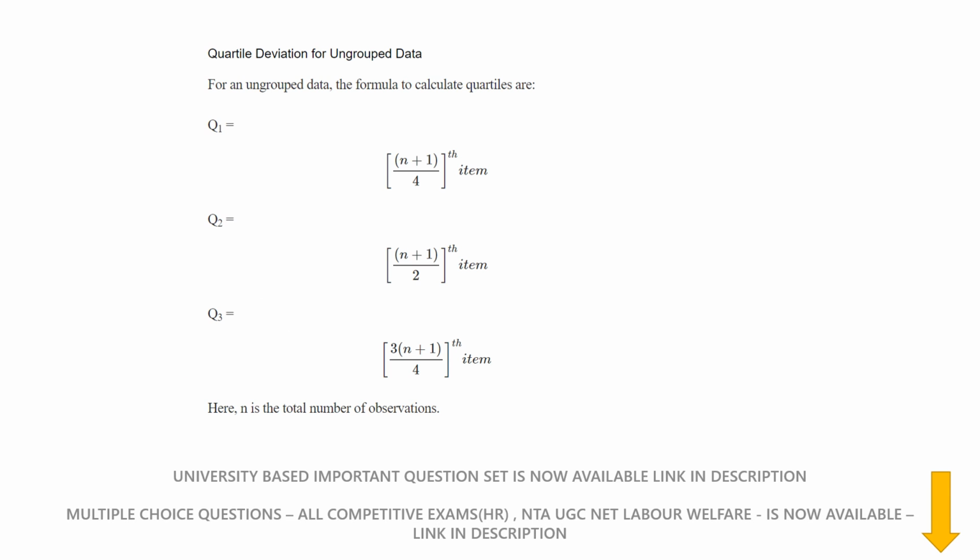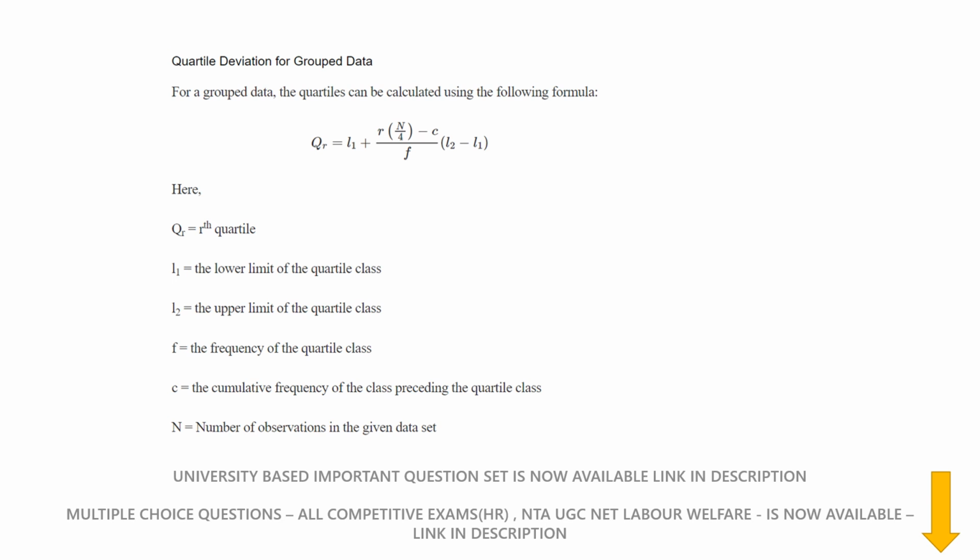Another formula is for ungrouped data. If ungrouped data is given, the formulas to calculate the quartiles are: Q1 equals n plus 1 divided by 4th item. Q2 is n plus 1 by 2th item. Q3 is 3 into n plus 1 by 4th item. Here n means the total number of observations. All these things you will understand when we do the problems, so don't worry. The next video will cover the problems of quartile deviation. Then these things are very simple.